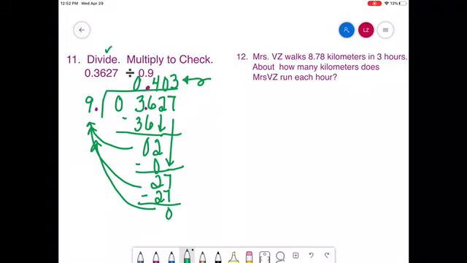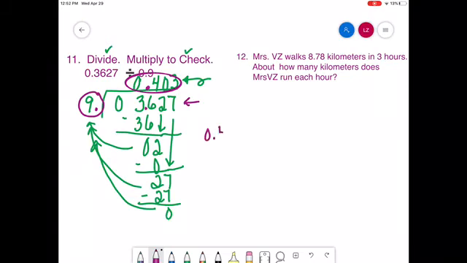So we divided, but remember, always read your directions. Make sure you did everything it asked for. It says multiply to check. What are you going to multiply? In order to check a division problem, you multiply your quotient, or your answer, by your divisor, and you should get your dividend. Okay, so let's try it.